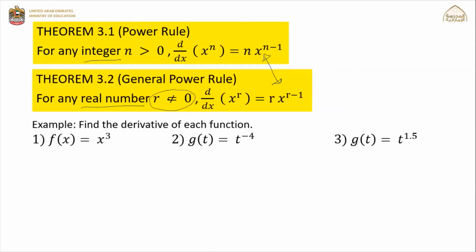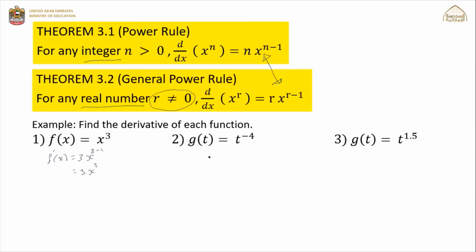Now we will see this example. Find the derivative of each function. The first one, f of x equals x cubed. So f prime of x, by theorem 3.1, the 3 is falling, so 3x to the power 3 minus 1. That means 3x to the power 2.